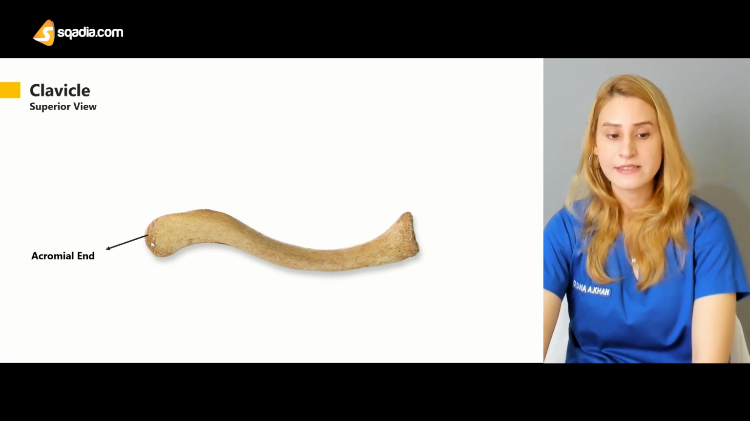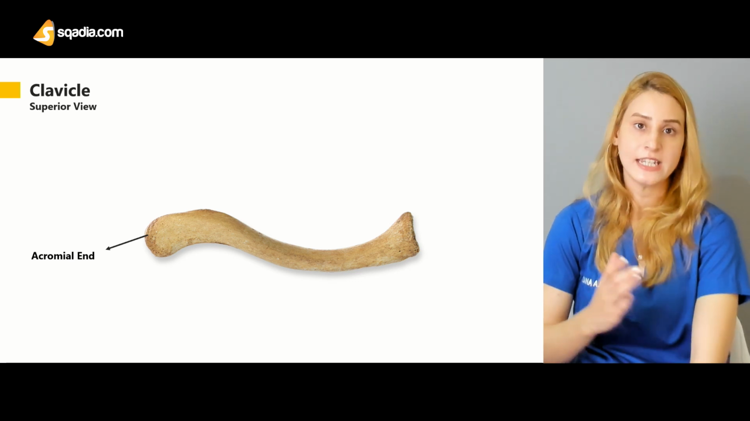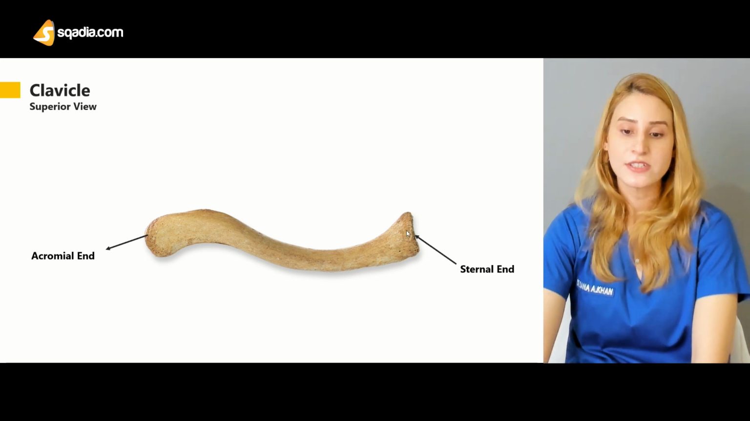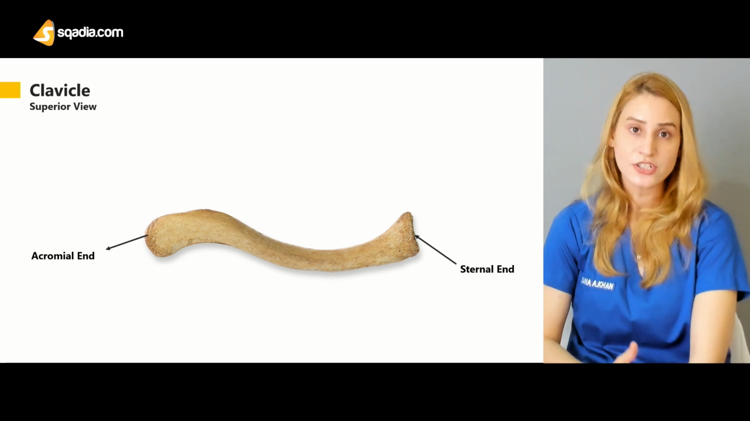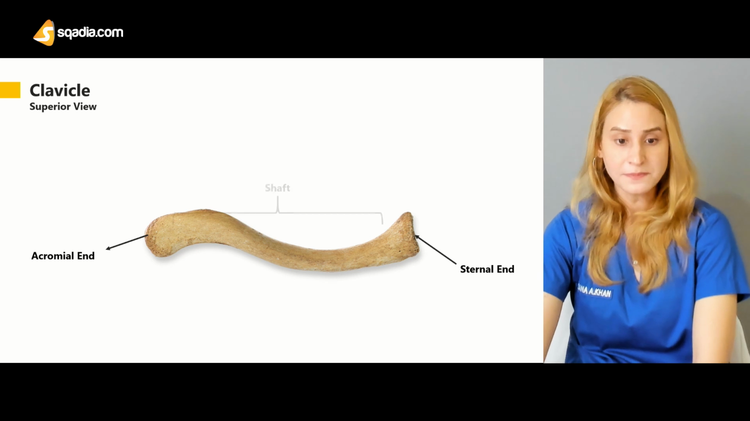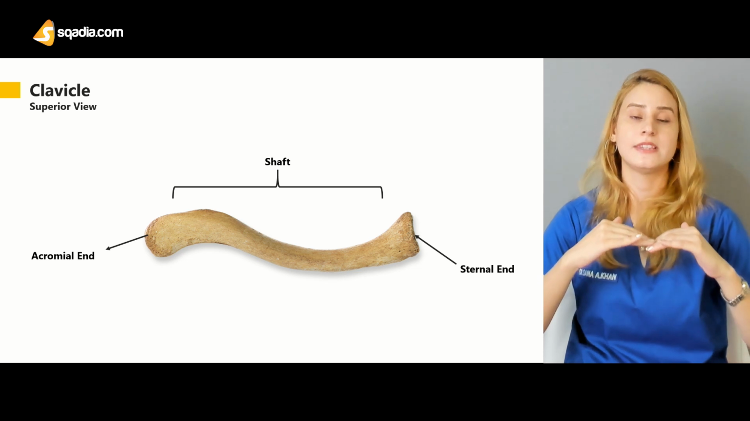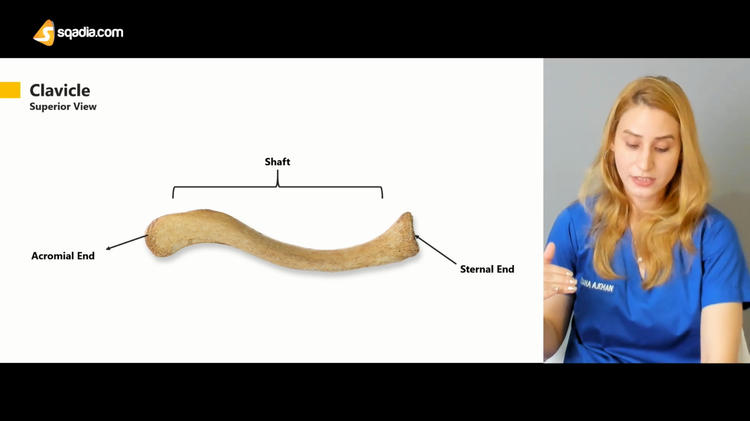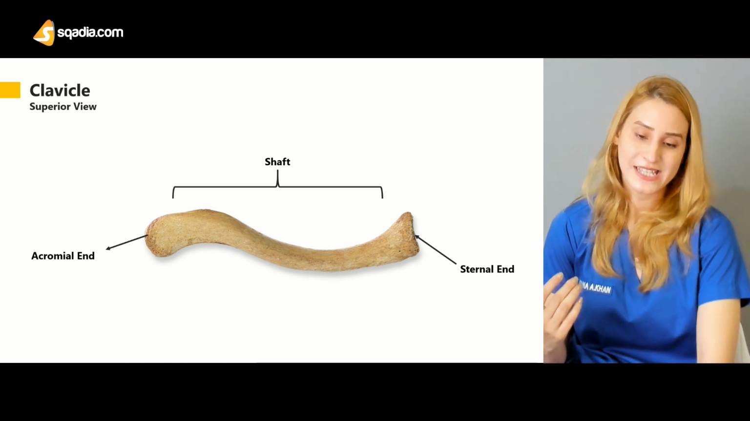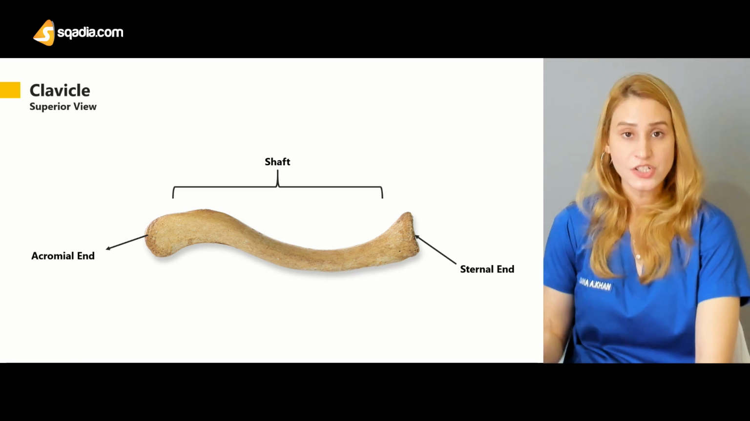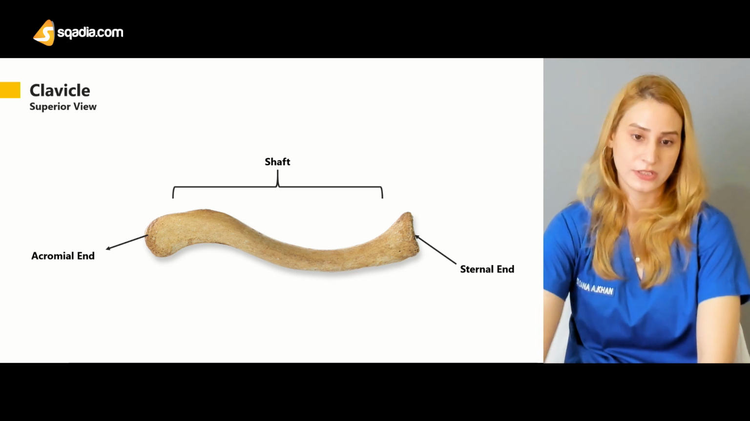This end is called the acromion end, because it is attaching to the acromion process of the scapula. Then you have the sternal end, which is the medial end, and it's called the sternal end because it is attaching to the body of the sternum. In between the medial and the lateral end, you have the shaft of the clavicle, which is important for weight transmission and also attachment. It provides attachment to the different muscles which are responsible for the different movements at the shoulder girdle.